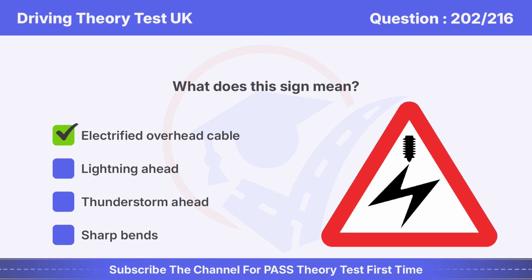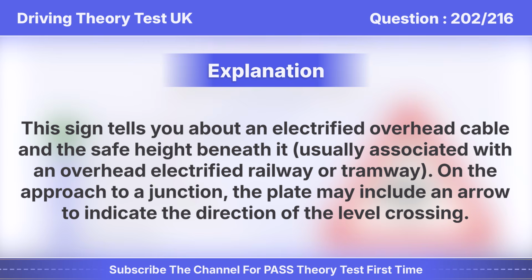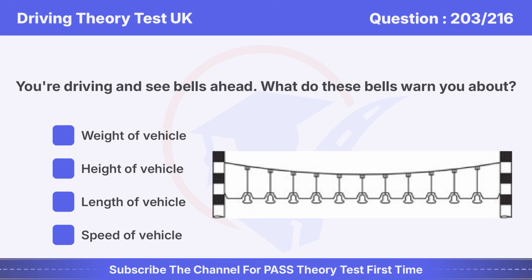Answer is A. Electrified overhead cable. This sign tells you about an electrified overhead cable and the safe height beneath it, usually associated with an overhead electrified railway or tramway. On the approach to a junction, the plate may include an arrow to indicate the direction of the level crossing. Question 203. You're driving and see bells ahead. What do these bells warn you about?